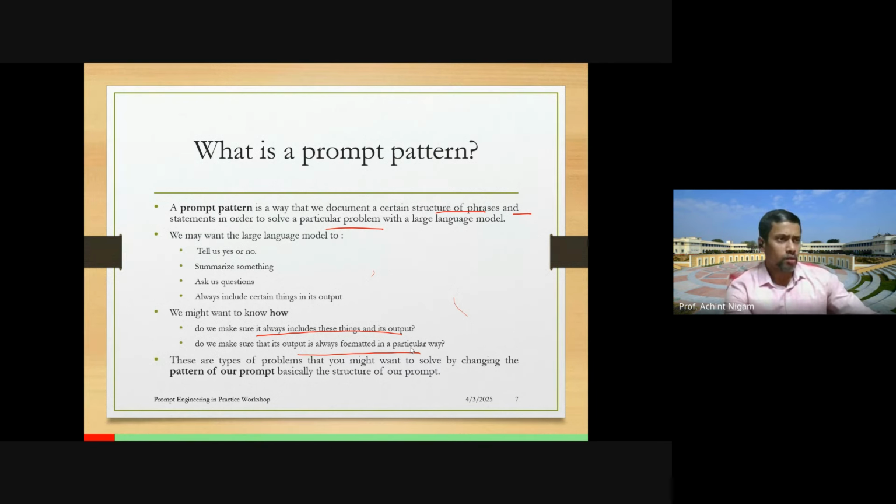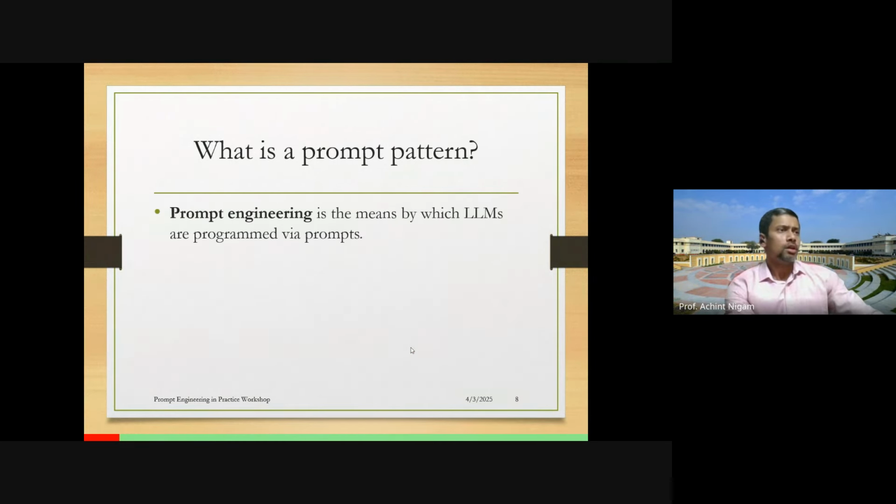So these types of problems that you might want to solve by changing the pattern of your prompt, basically the structure of the prompt, we are going to deal with today. Prompt engineering is the means by which large language models are programmed via prompts. You do not need to learn coding for it, it is text-based. The more generic the prompt, the more generic the output.